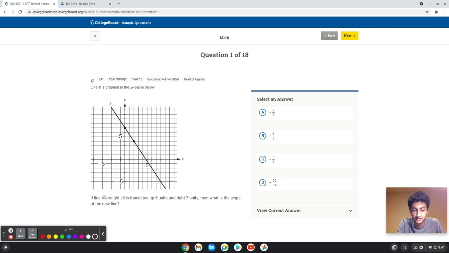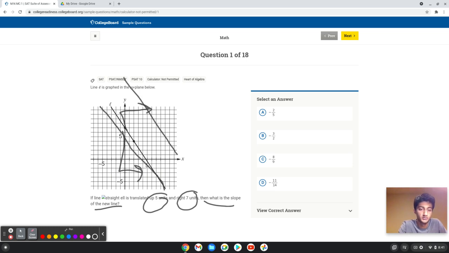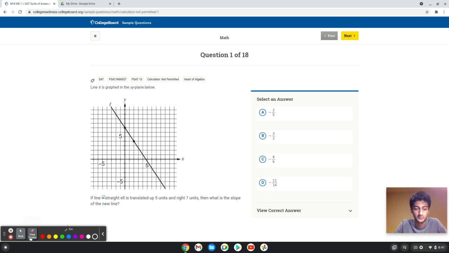If straight line L is translated up 5 units and 7 units right, then what is the slope of the new line? Well, if we translate this line anywhere, if we translate it like this, translate it like this, these are what the lines would look like, by the way. That's a bad illustration, but understand the principal concept that no matter how much we translate it, the slope will always remain the same.